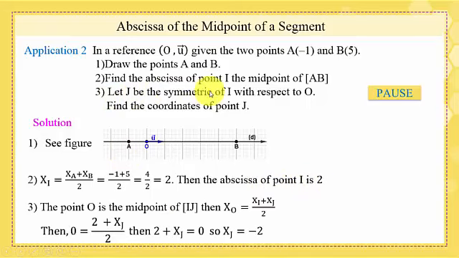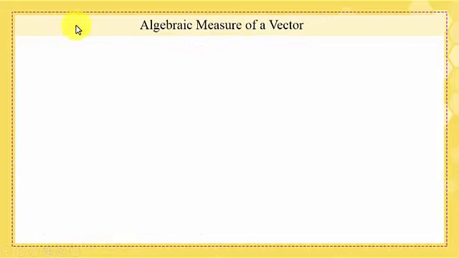3. Let J be the symmetric of I with respect to O. Here O is the midpoint of IJ. So 0 equals (2 plus xJ) over 2. Cross multiplication, we get that xJ equals minus 2.